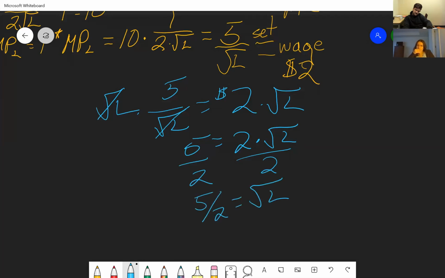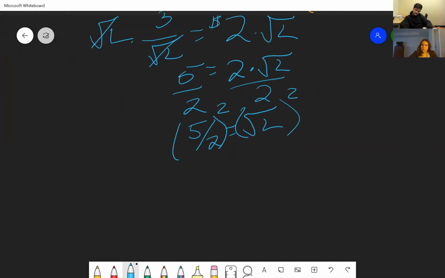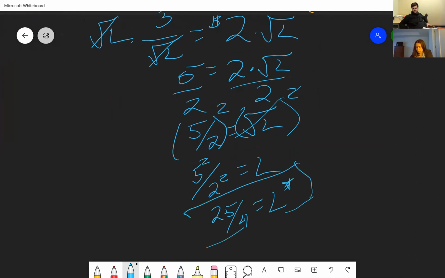How do we get rid of the square root? We're going to square both sides. And again, squaring a fraction is kind of easy because it's just 5 squared over 2 squared. This cancels out the square root. 5 squared is 25 over 4. That is our L star. That is our profit maximizing L.